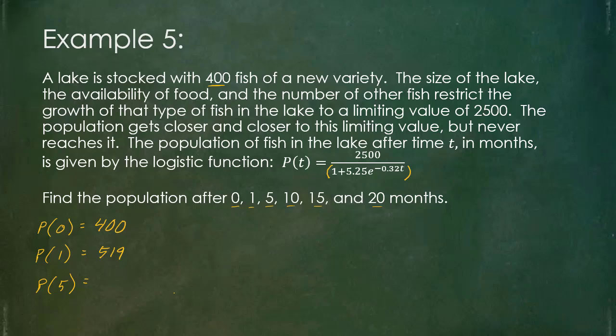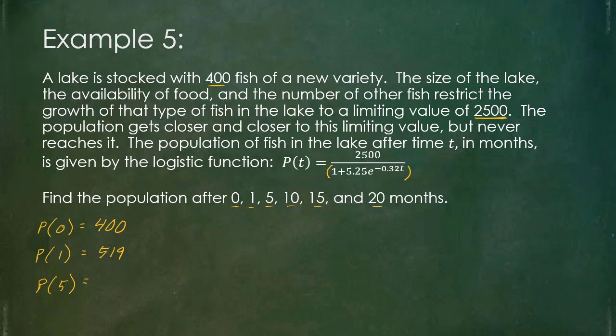Another thing to point out about the formula is it did tell us that the lake has a limiting value: there can't be more than 2,500 fish in there. Otherwise they'd be right up next to each other and wouldn't actually be able to do anything, nor would there be enough food to allow for any more than that number of fish to exist. But anyway, that's the context of this.